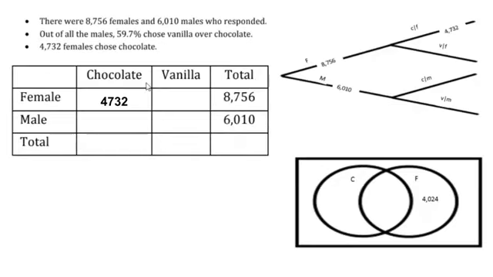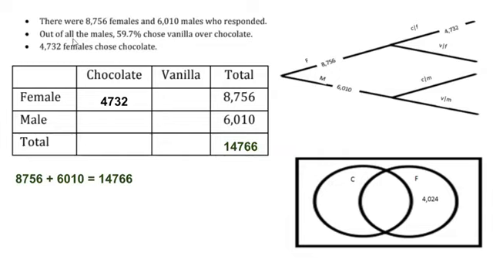Let's represent this in a two-way table, Venn diagram, and tree diagram. I already have some of the data filled into the table. It gave us how many males and females, and it also told us how many females chose chocolate. One of the first things we can do here is determine how many total people took the survey, and all we have to do is add the total number of females plus the number of males. We can find that 14,766 total people took the survey.